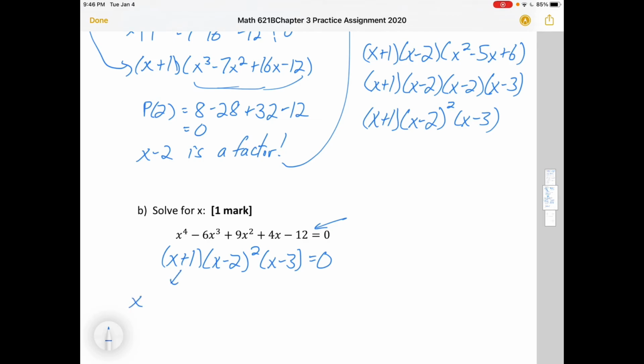Well, if the first bracket were 0, that means x was negative 1, then the whole thing would be 0. If the next bracket was 0, meaning x is 2, then the whole thing would be 0. Or if x was 3. Okay. These correspond to the x-intercepts on the graph, but here we're just thinking in a single variable. And since we've got it factored and equal to 0, it's just whatever makes each of those brackets 0.